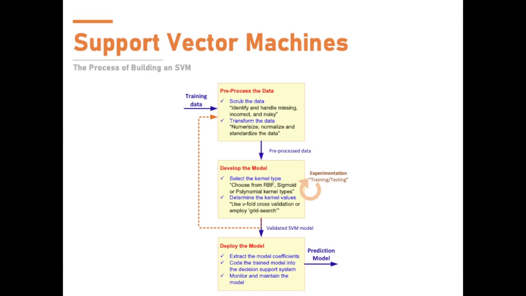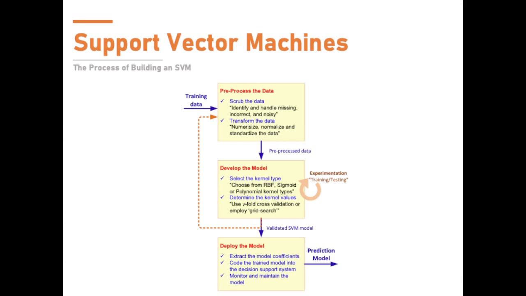If the results are satisfactory for these selected kernel parameters, then we finalize the model. We've got the model. Otherwise, we have to change the kernel type and the kernel parameters and test the model again. And we do that until we achieve the desired level of accuracy.